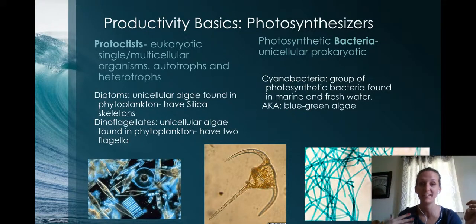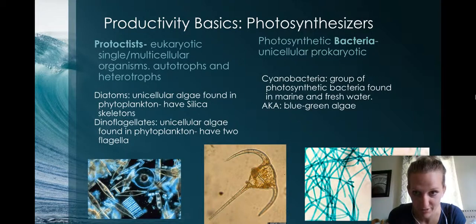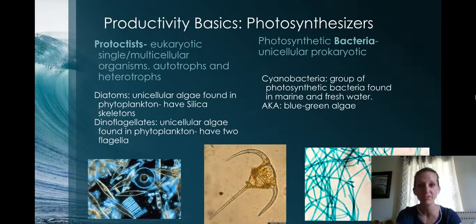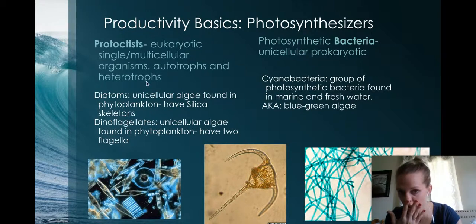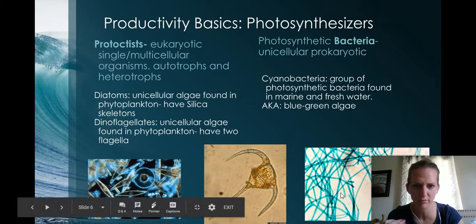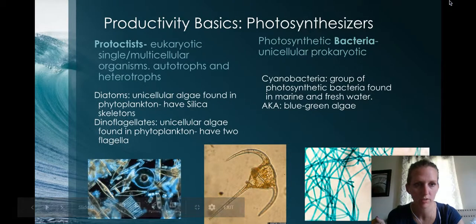Okay, so your basic photosynthesizers. You have protists, which are eukaryotic, which means they have a nucleus, single cell or multicellular organisms. But those are autotrophs or they're heterotrophs. And then within that we have diatoms. Hold on a second. One second. Here it is.